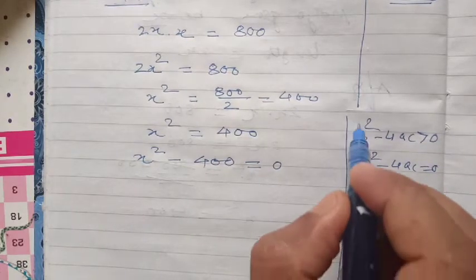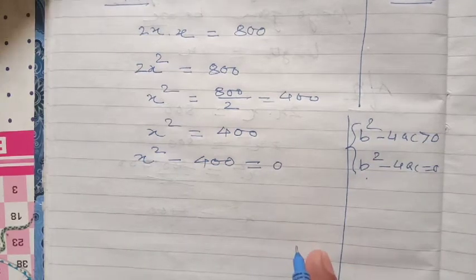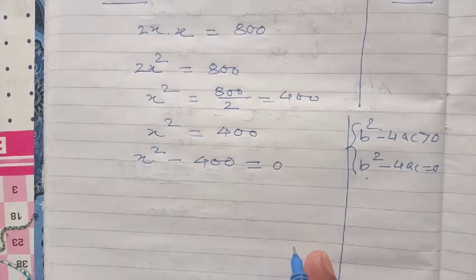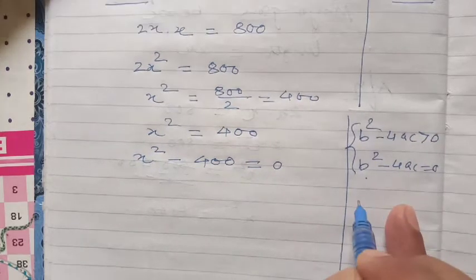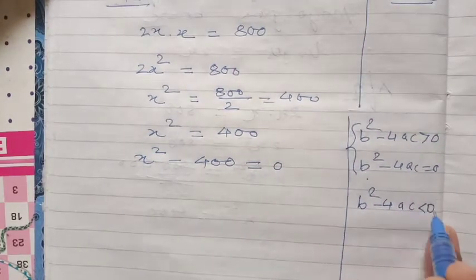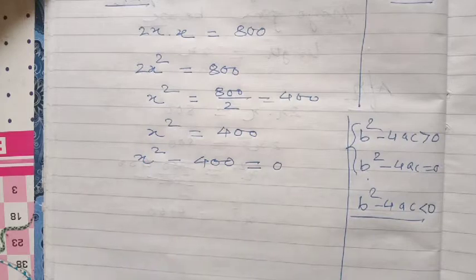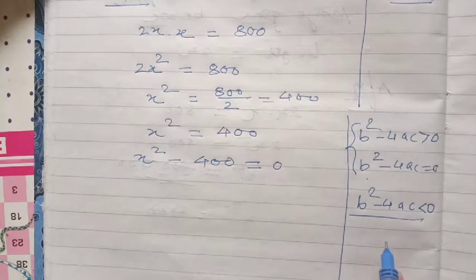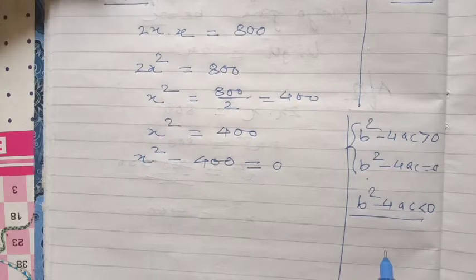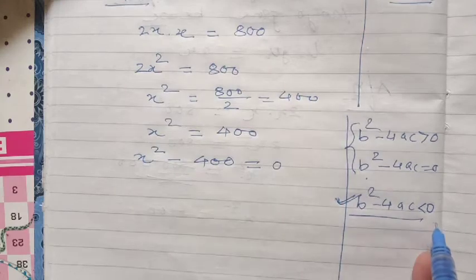In both situations, the given situation in the question will be possible. And third, if b square minus 4ac is less than 0, in that case the roots will not be possible. No real roots exist. And in the given question, you say the situation will not be possible in that case, when b square minus 4ac is less than 0.